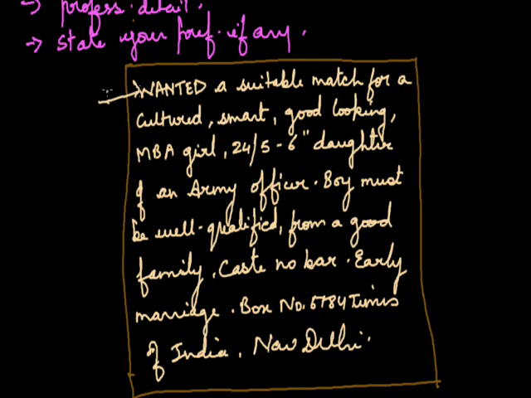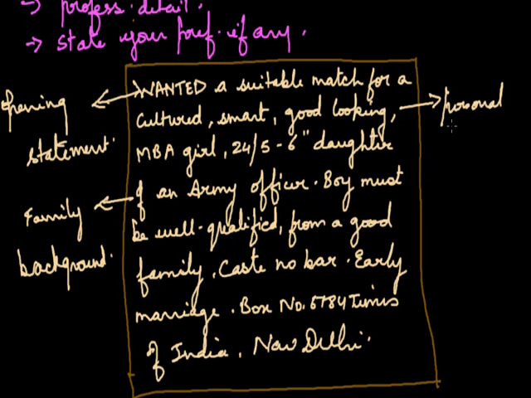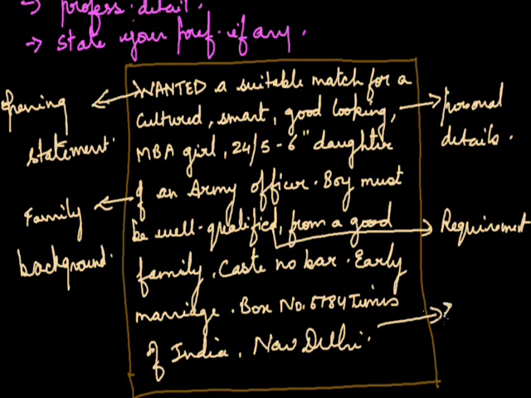So I have written the word wanted, this is the opening statement I have given. Then I have written that the daughter is from an army officer, so I have provided the family background. Then here I have provided the personal details, that the girl is smart, good looking and beautiful, cultured. What I require is a well qualified boy. So here I have covered the requirement as well, and then the address, the contact detail.